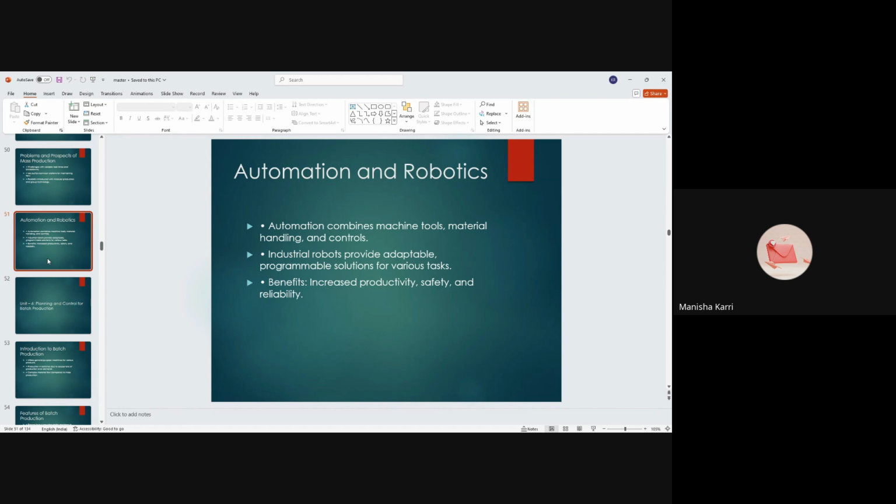And the second one is improving safety. Generally, robots can handle dangerous tasks, reducing the risk of injury to workers. For example, you can take chemical plants. In chemical plants, robots can work with hazardous materials, protecting the human workers from exposure. So it's improved safety. Later, consistency and quality.